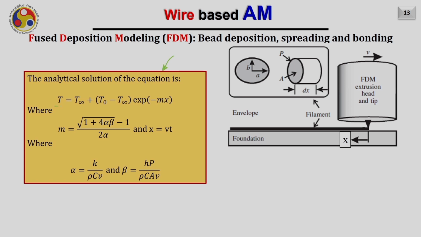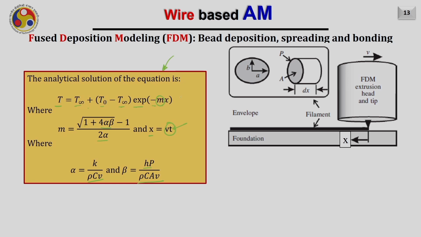It says the temperature T will be equal to T infinity plus (T naught minus T infinity) exponential of minus m x, where m, this particular constant, is equal to root over (1 plus 4 alpha beta) minus 1, divided by 2 alpha, and x is equal to v, the velocity, into t, the time at which we are trying to observe. Of course, alpha is equal to k by rho c v and beta is equal to h p by rho c A v.